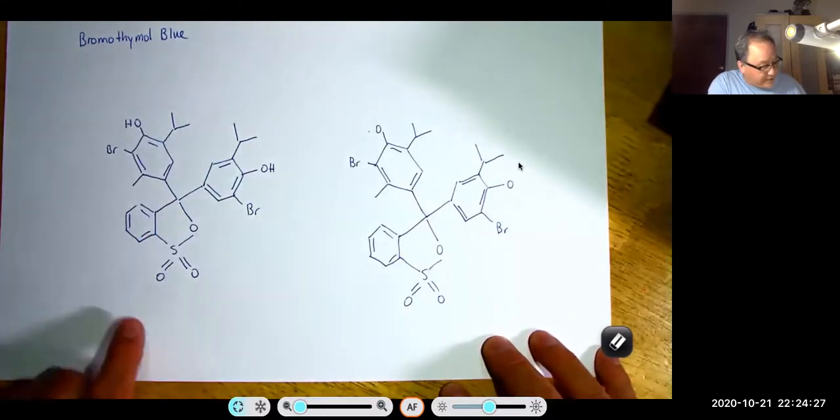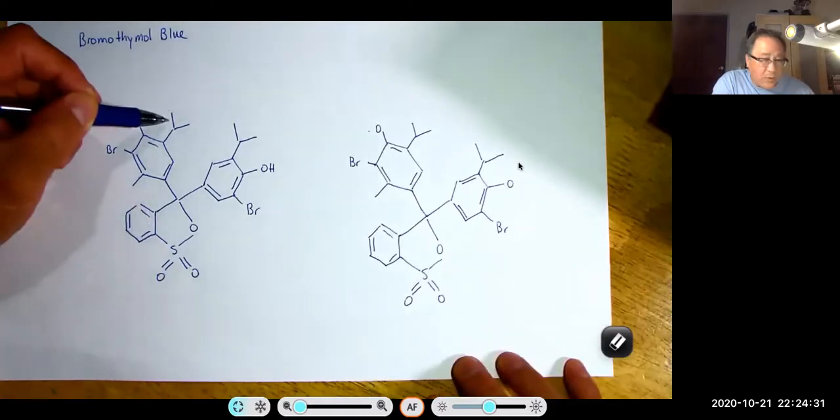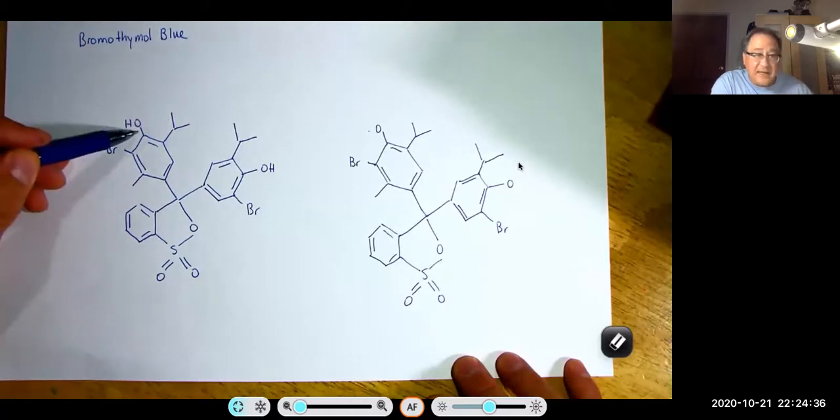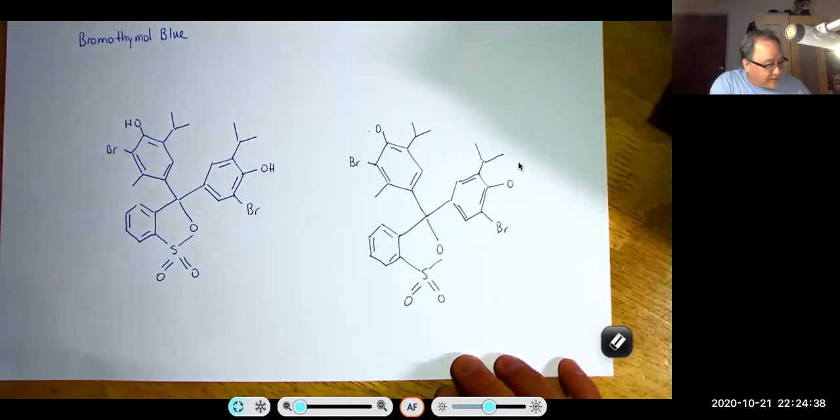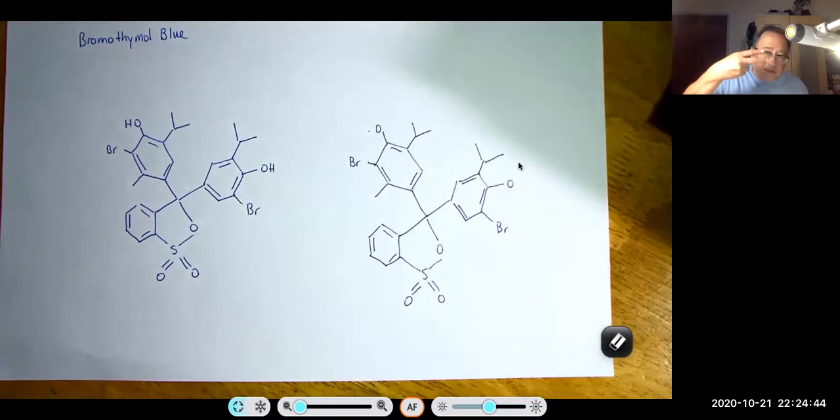It turns out that these lines all represent bonds. You see this line right here that I'm pointing out? That's a bond. You see this line that I'm pointing at? That's a bond. You see this line I'm pointing at? That's a bond, and so is the one right next to it. When you have two lines that are side by side, it's called a double bond. The single line is called a single bond.